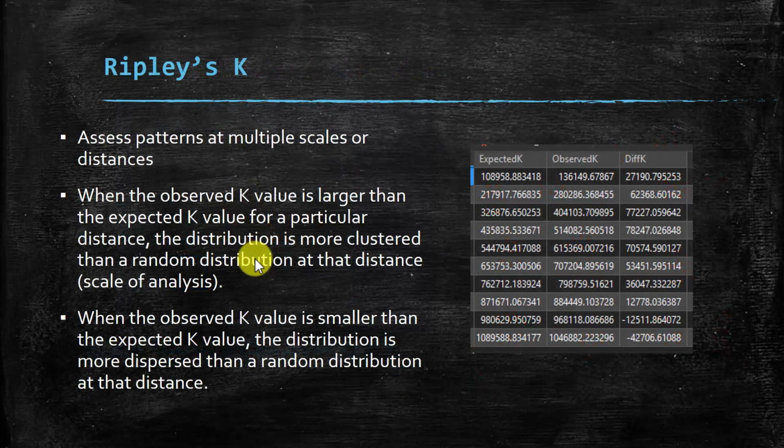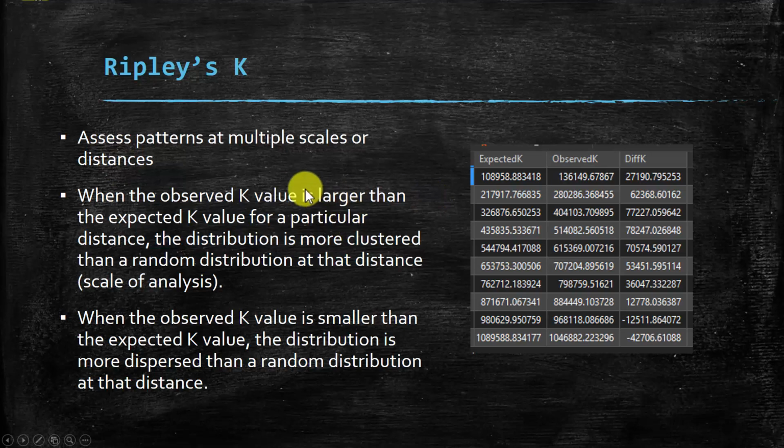Okay, expanding upon this test, this is really just looking at global patterns. Is the data randomly dispersed, clustered, or random? What if we were more interested in looking at how this pattern could change with scale? So looking at variable distances and seeing if you see different patterns with different distances. That can be accomplished using the Ripley's K statistic. It assesses patterns at multiple scales or distances as opposed to just a global statistic.